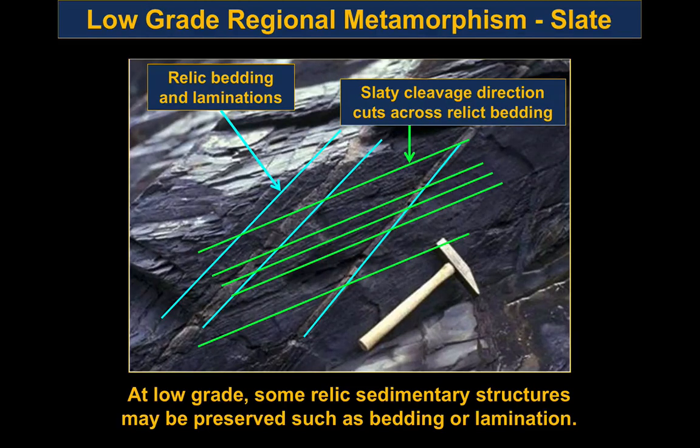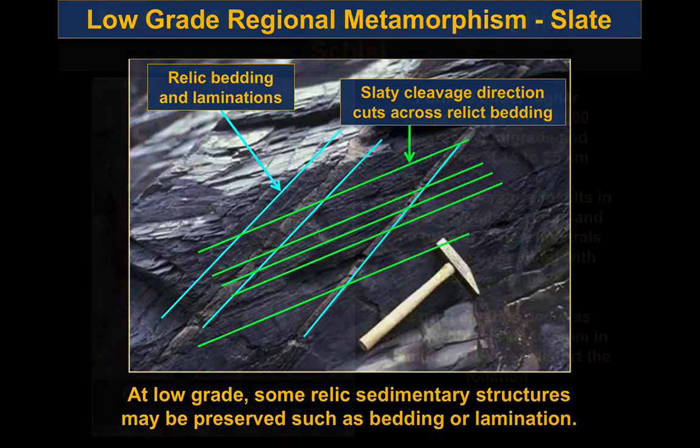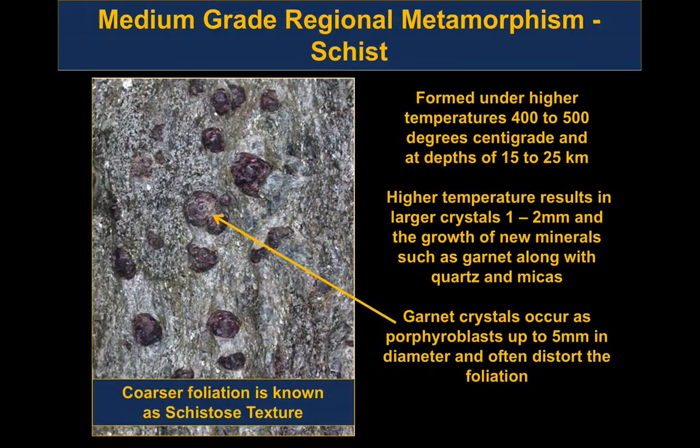The relationship between the cleavage, shown in green, and the bedding, shown in blue, can indicate the way up of the slate that we find it in. This tends to happen, though, at a lower metamorphic grade. Higher metamorphic grades will destroy any evidence of this bedding. If we have higher pressures and higher temperatures, we'll start to see more recrystallization of the original minerals from the parent rock.